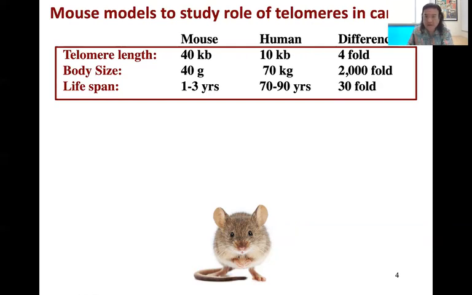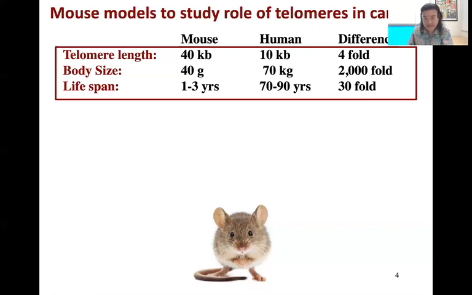So let's think about these two things, body size and lifespan, and let's take a look at the size of telomeres. A mouse's telomere is typically about 40 kilobases of telomeric repeats. This is compared to human telomeres, which are about 10 kilobases. So interestingly, even though we are way bigger, 2,000-fold larger body size, and we live like 30 times longer, the mouse's telomeres are about 4 times bigger than human telomeres.